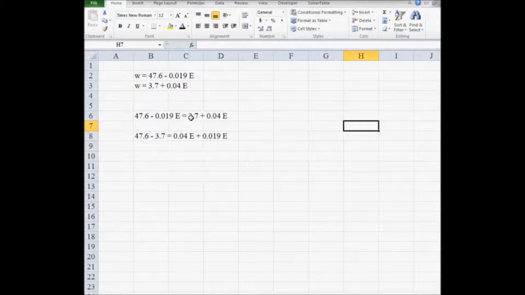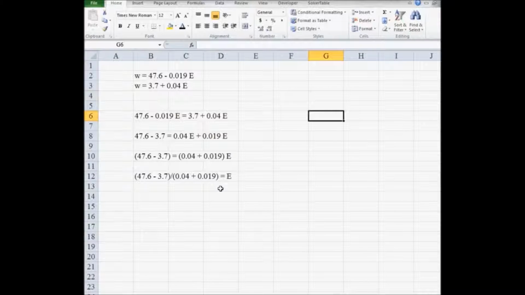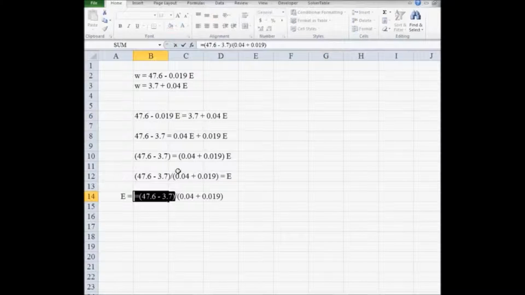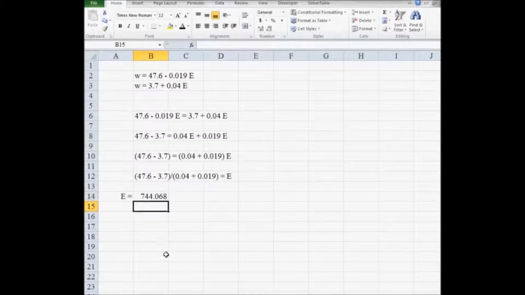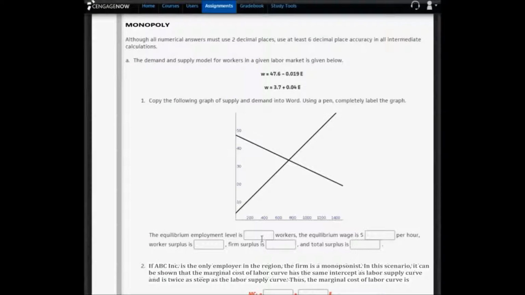Then I subtract 3.7 from both sides of the equation and add 0.019 e to both sides of the equation down here. I factor out e on the right-hand side of this equation, and then I divide both sides of this equation by this coefficient of e. So I calculate this value down here in cell B14, and I get an employment level of 744.068. I'm going to copy and paste that into Cengage now.